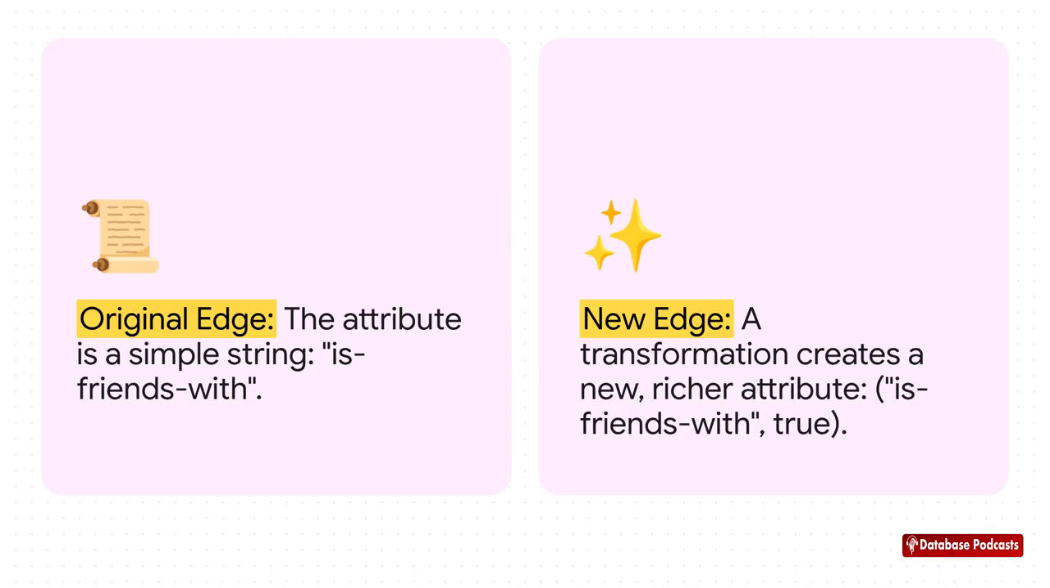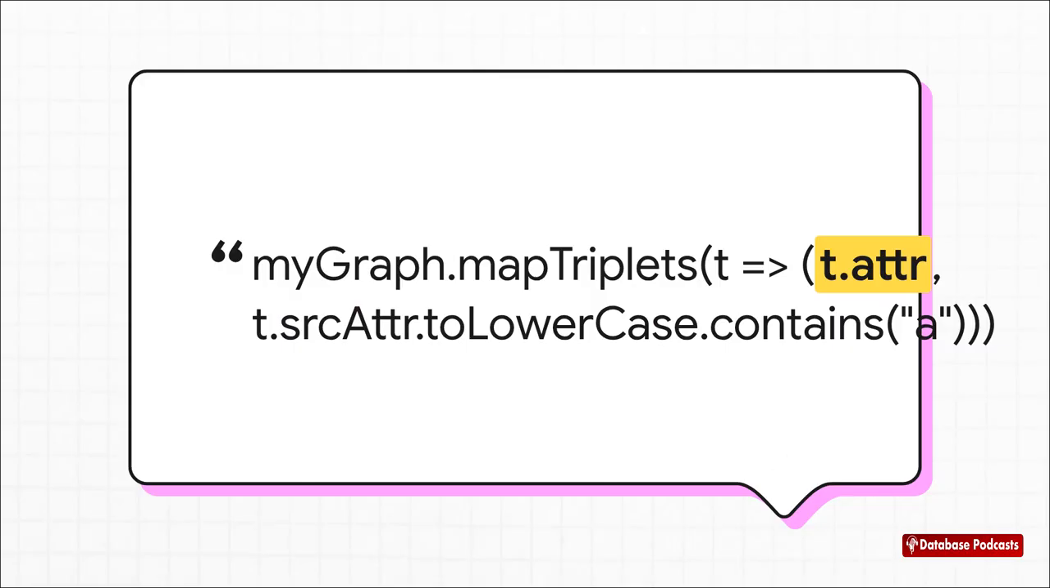For example, if we want to add a new piece of info to an edge, we don't edit the old one. Instead, we create a new edge that has the original data, like isFriendsWith, plus our new property. Let's see what that looks like in a bit of code with an operation called mapTriplets.